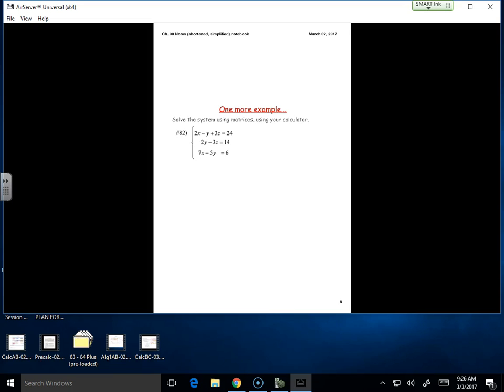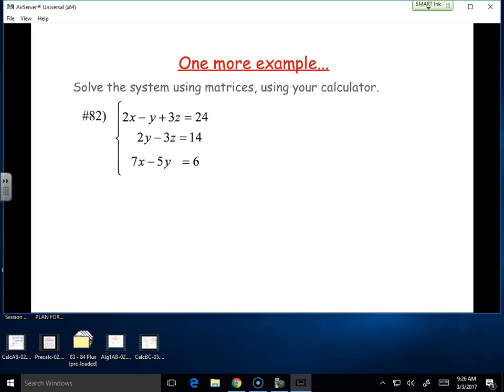In your notes, and even in your book, sometimes it is going to say solve using your calculator. So I wanted to give you guys this example just to say hey, you can use your calculator. But didn't we just use our calculator on the problem before? Okay, here's what I want you to do with this one. Ready?